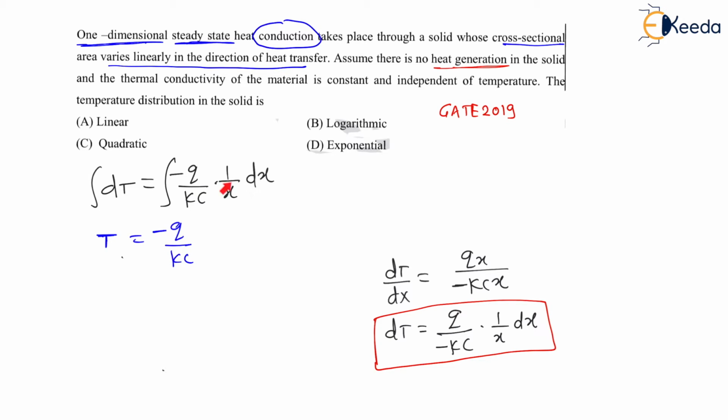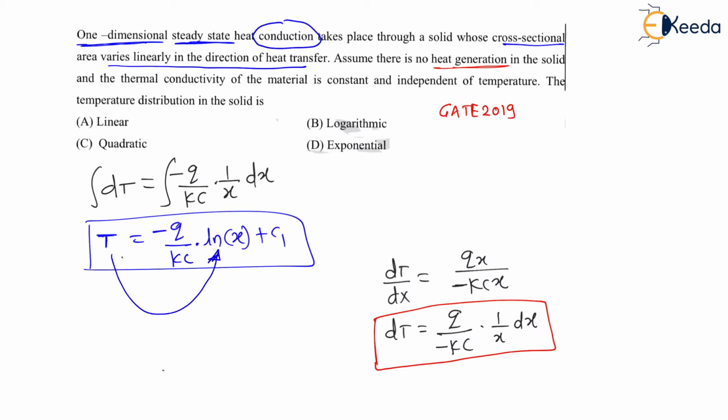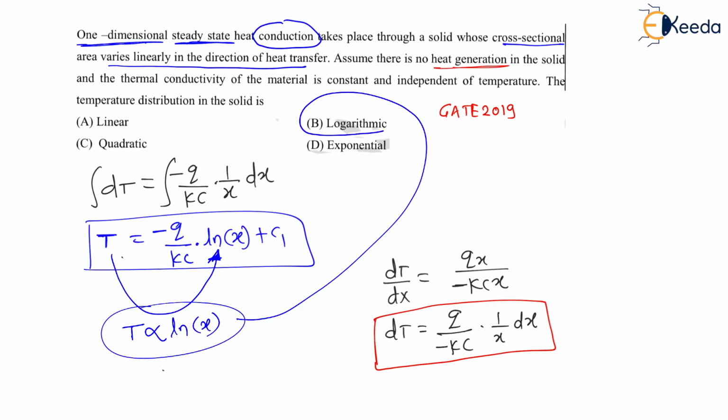Now, my dear students, the integration of 1 upon x, what is the integration of 1 upon x? It is ln of x. Therefore, it will be ln of x plus an integration constant, right? Therefore, here we got the temperature equation, and the temperature equation, we can say, is a logarithmic function, ln of x. Temperature is directly proportional to ln of x. Therefore, the temperature distribution will be logarithmic. Therefore, for this question, option B will be the correct choice.